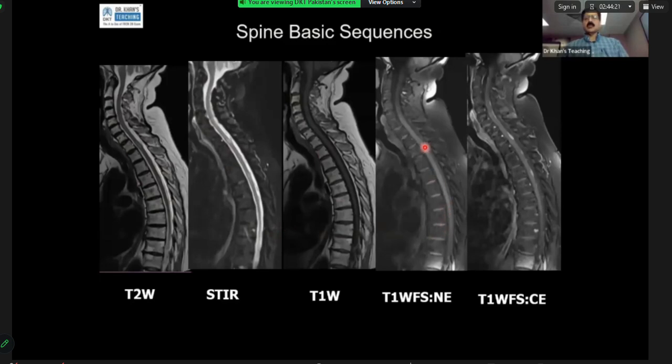Now, this is a pre-contrast fat saturated, and this is a post-contrast. In this particular case, you can see some enhancement here, and this was a case of metastasis, dural metastasis, as well as some parenchymal metastasis. But the key message here is what are the sequences which we will do for marrow.